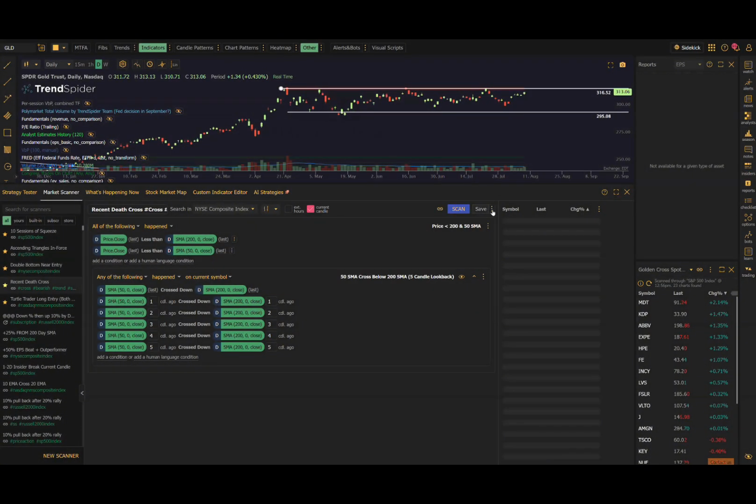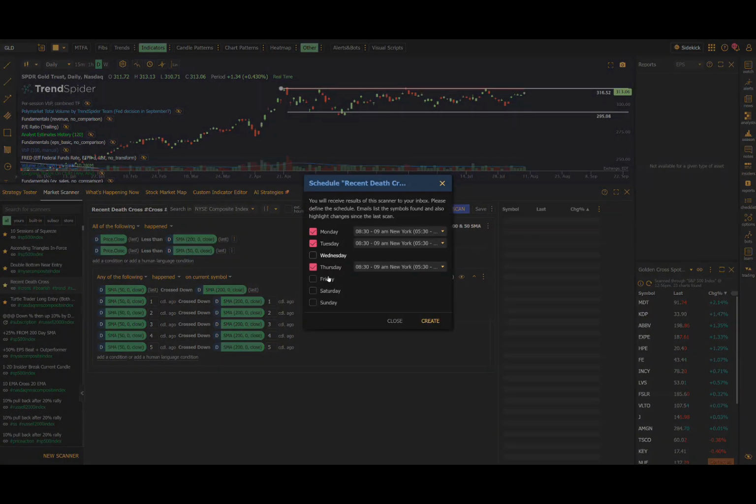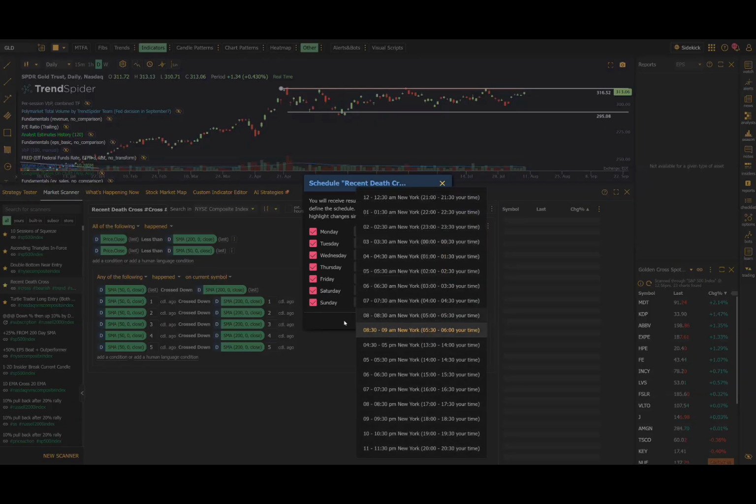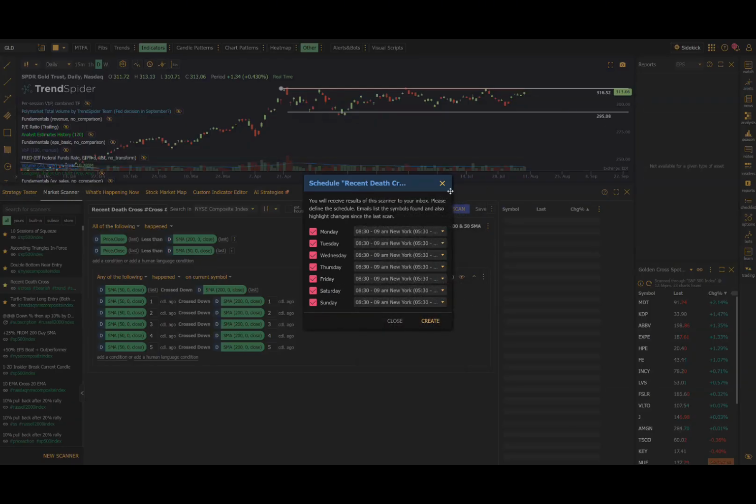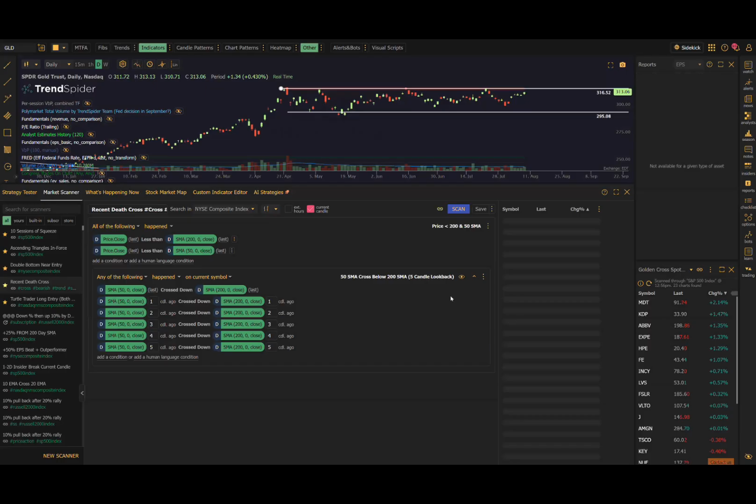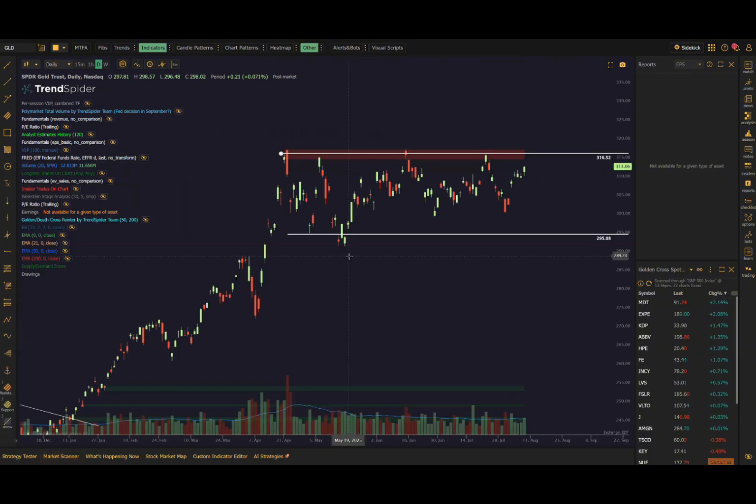with the scheduled scan. You just click that right there, run the scanner on a schedule, and pick the times and days that you want to be emailed. It's another really cool feature that a lot of people use. I use it for sure for my setup, so pretty nice. But yeah, if there's any other questions, feel free to ask in the chat or wherever.